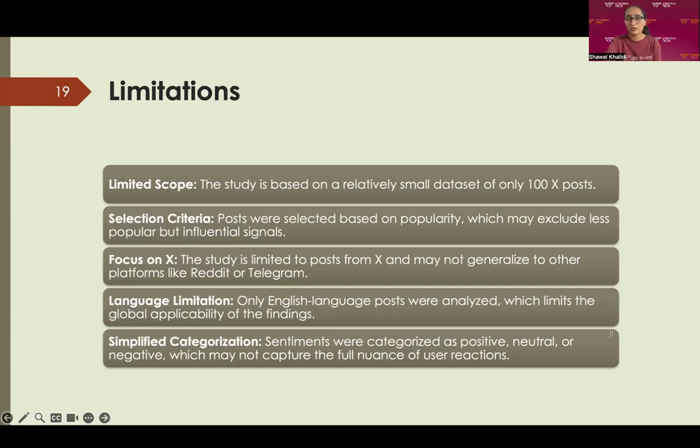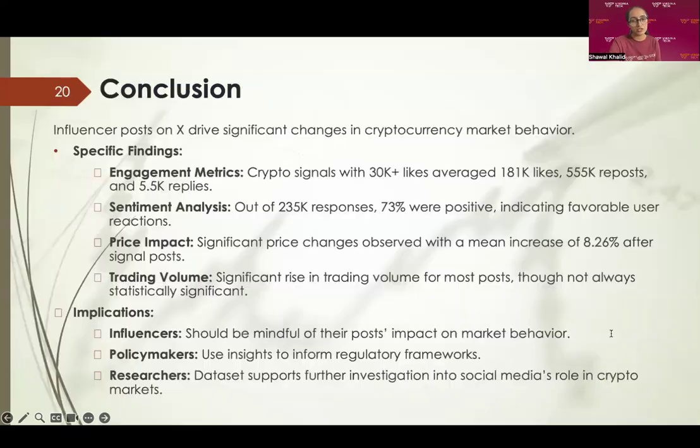And then for the sentiment analysis, we followed a simplified categorization. Sentiments were categorized as positive, neutral, or negative, which may not actually capture the full nuance of user reactions. So it will be nice to look into that as well.